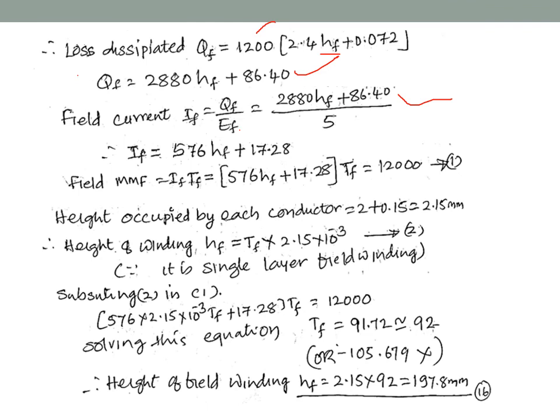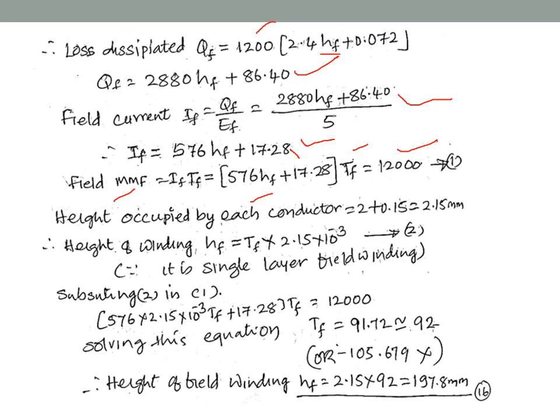So therefore IF is equal to this equation. If we divide this one, it comes out to be 576 HF into 17.2. But field MMF is equal to IF into TF. So this is IF multiplied by TF. This is equal to the field MMF.